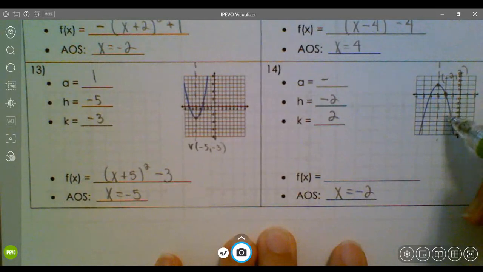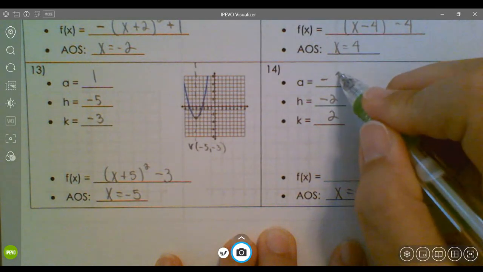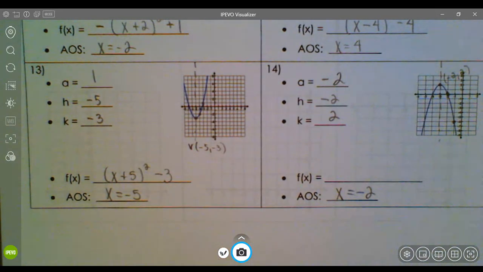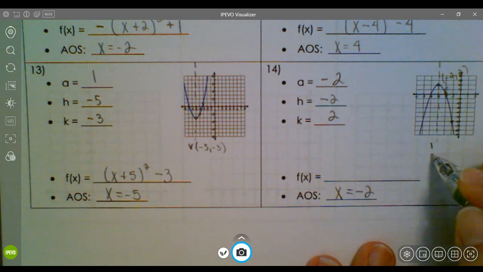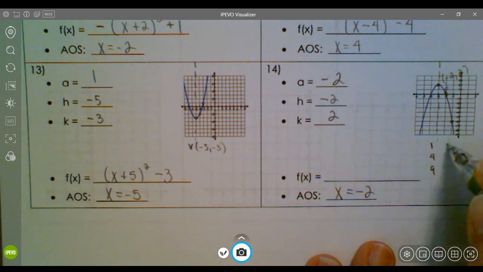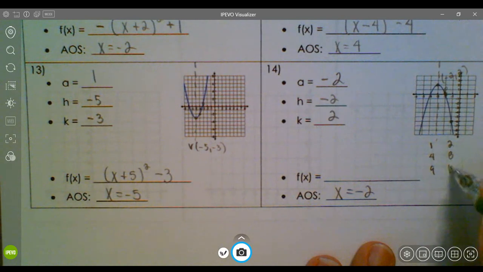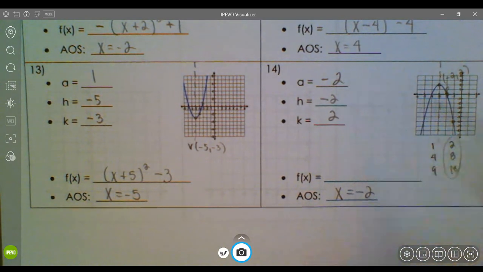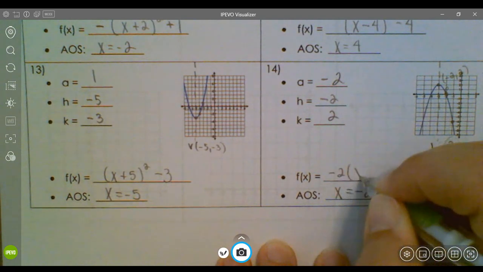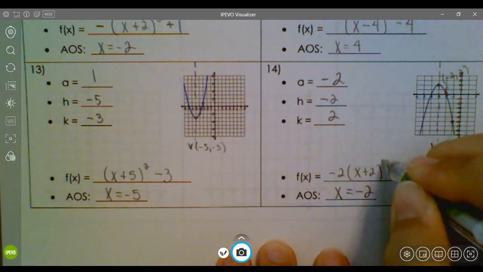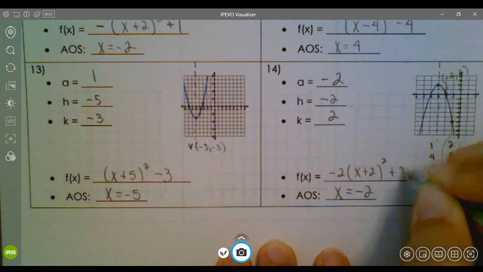So look what happens here. A is -2 because I have to go twice as much. So instead of going 1, 4, 9, it looks like I'm going 2, 8. I bet the next one will be 18 because we have to double our distance. So this one will be -2 times x plus 2 squared plus 2.